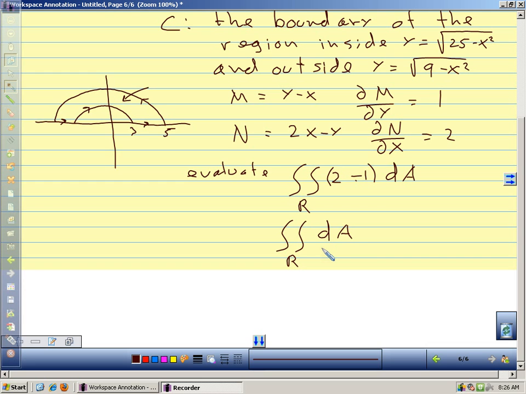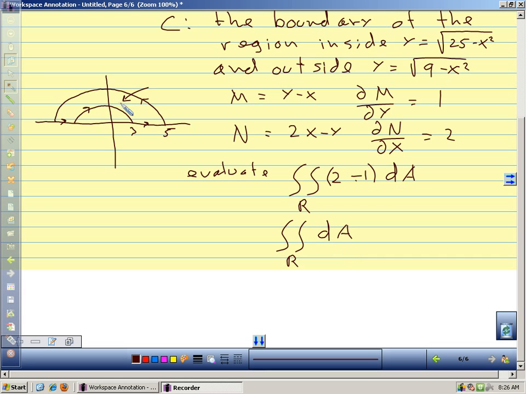If we take the double integral of just dA, what do we get? The area. The double integral of dA is just the area of the region. So do we even need to integrate to find that?